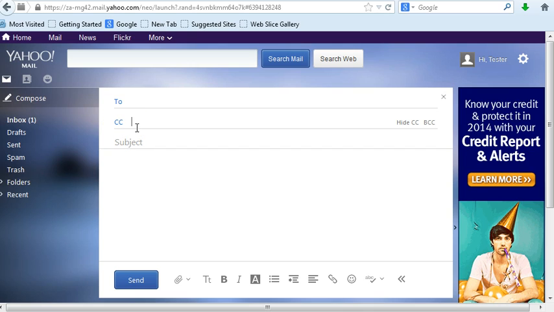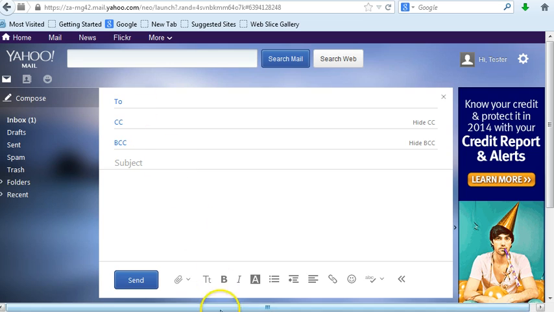Carbon copy means that you will send the email that you have sent to the To person to the carbon copy person as well. Note, there is also a BCC. BCC stands for blind carbon copy. That means that the To person and the CC person will not be able to see the BCC person. But the BCC person will be able to see the CC person and the To person once they have received the email.